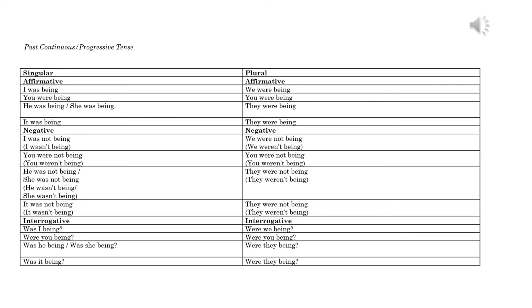Negative. I was not being, I wasn't being. You were not being, you weren't being. He was not being, she was not being. He wasn't being, she wasn't being. It was not being, it wasn't being. We were not being, we weren't being. You were not being, you weren't being. They were not being, they weren't being.